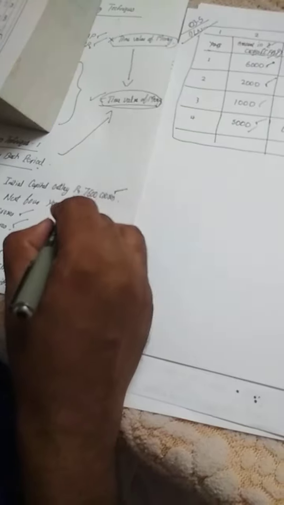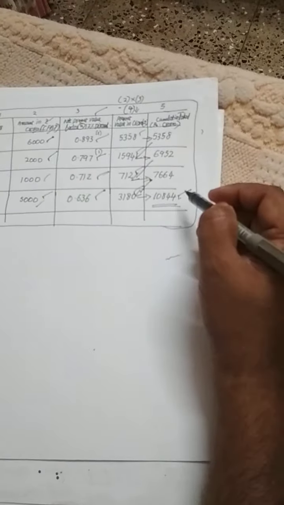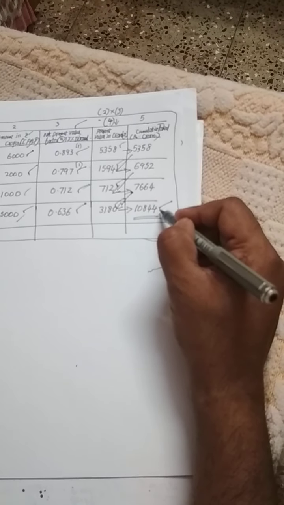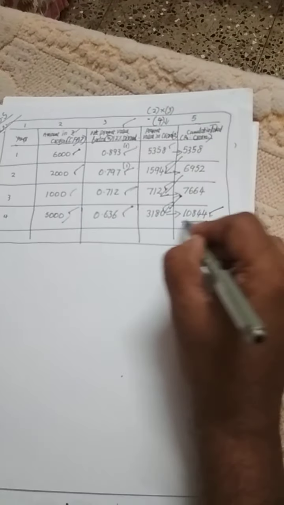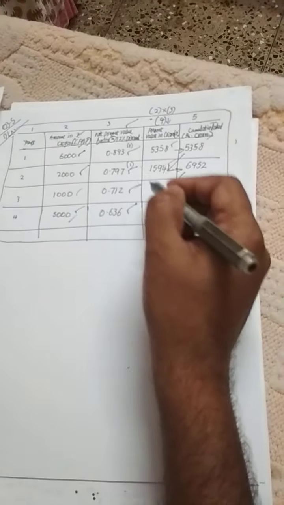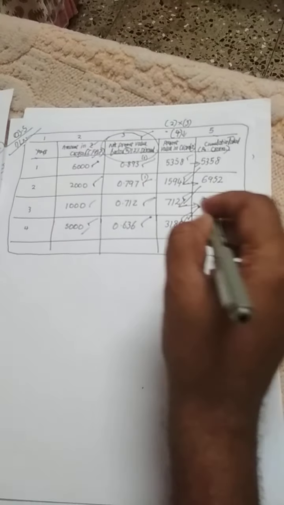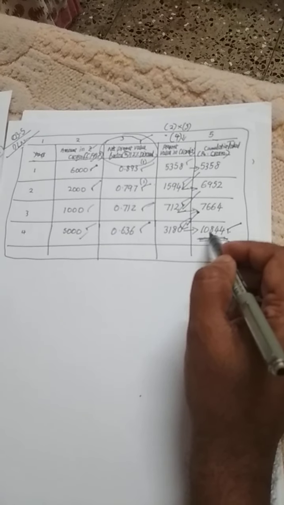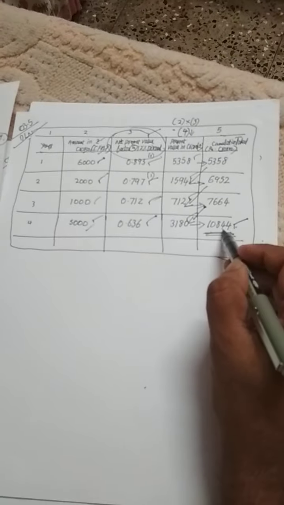What does it indicate? It indicates that the 7,600 crore invested in the project, which is given in the question, will get a return of 10,844 crores at the end of the fourth year, after taking into consideration the time value of money, that is the net present value factor. So that is the total return. When compared with the investment, we are getting a high return. That itself shows that the project is profitable.